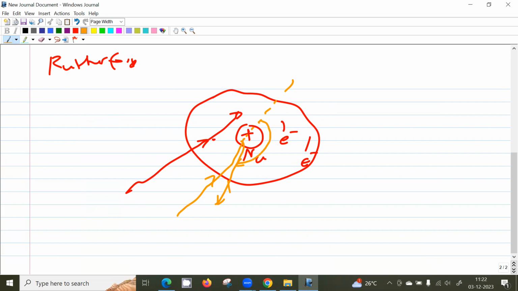Where there is no deflection, the scattering angle is 0. Some of them will get deflected slightly like this, but if one gets close to the nucleus, it will get deflected more like this. If it gets still closer, it will get deflected even more. So the scattering angle will vary from theta equal to 0 degrees, to 90 degrees here, and finally 180 degrees for the one which comes back straight.